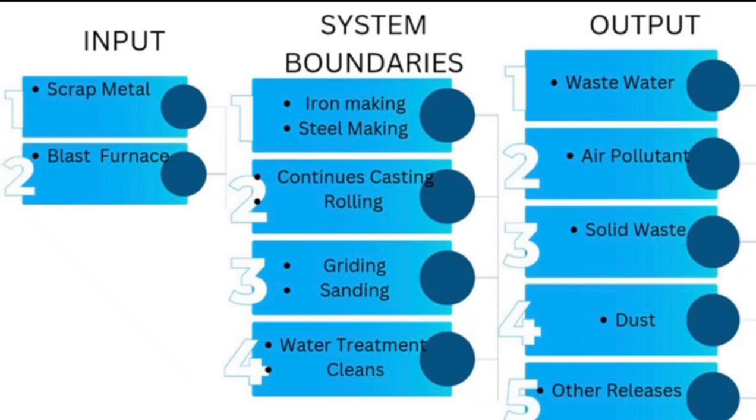This is the Life Cycle Assessment or LCA of the steel industry. Starting from two inputs, which are scrap metal and blast furnace, at the system boundaries, this input will go through various processes, namely iron making, steel making, continuous casting rolling, grading, sanding, and water treatment cleaning. Each type of process has outputs such as water waste, air pollution, solid waste, dust, and other releases.